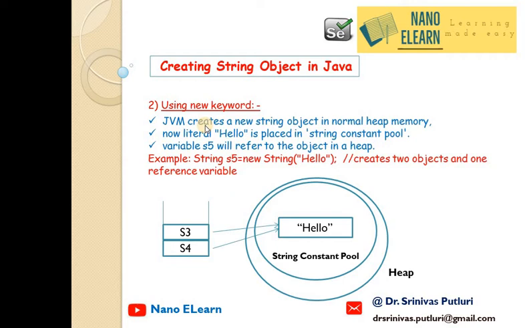The second way is using the new keyword. In this method, the JVM creates a new string object in normal heap memory. The literal hello is placed in the string constant pool. Also, the variable s5 will refer to the object in the heap, which is in the non-pool area. Example: a string variable s5 assigned a new String object "hello". Here it creates two objects and one reference variable.